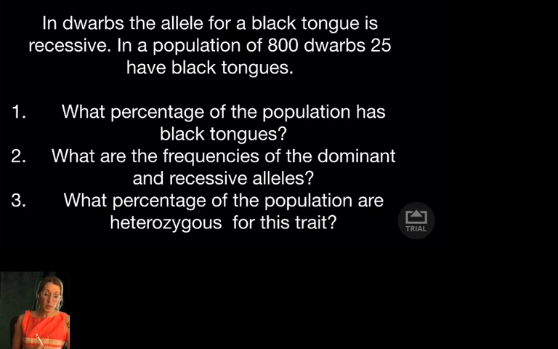So in dwarves, the allele for black tongue is recessive. In a population of 800 dwarves, 25 have black tongues. So you've been given which allele is recessive. You've also been given how many individuals in the population have that recessive phenotype. So that's where you start. And you're asked what percentage of the population has black tongues, what are the frequencies of the dominant and recessive alleles, and what percentage of the population are heterozygous for this trait.